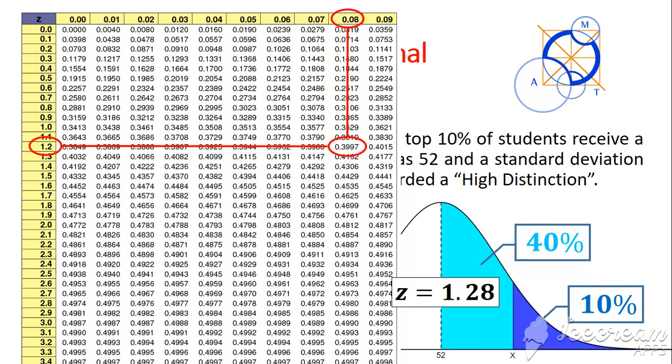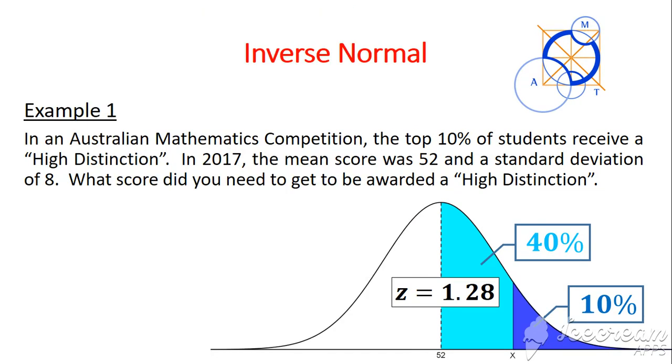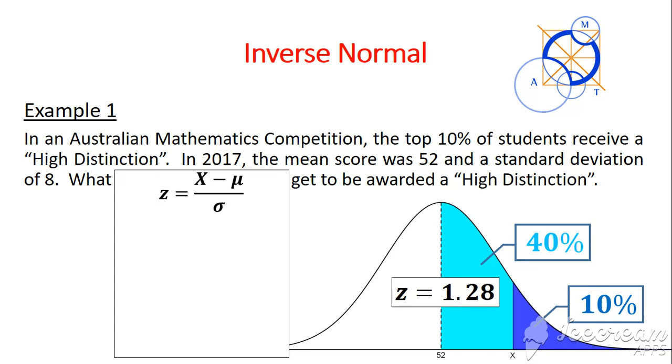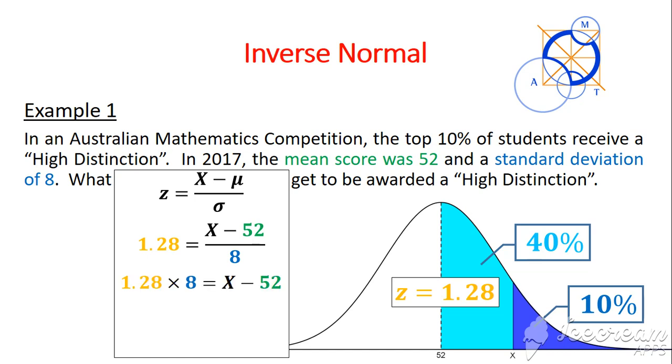So we can get rid of the tables now, and we can go back and use this formula to solve for x. We know that z is equal to 1.28. We've just worked that out. We know the mean is 52 and the standard deviation is 8. And we just need to rearrange this equation to get x. So we're going to multiply both sides by 8, and we're going to add 52 to both sides. So to get x, we're going to go 1.28 times 8 plus the 52. And that gives us an x value of 62.24.